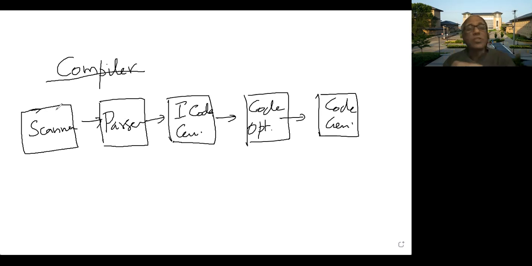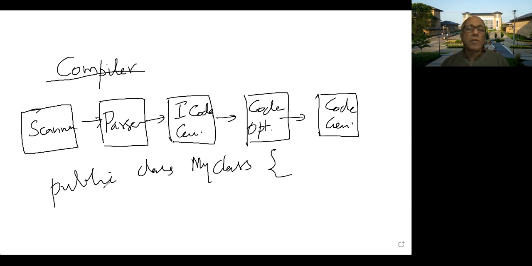The scanner reads your program, and if you write things like public class, my class, it will read all these characters. The scanner will read all these characters and then figure out that this is one word and give it to the parser. Then it will read these characters and give the class token to the parser, then my class, then the left curly bracket, etc. So the parser gets things in units of the language, whereas the scanner is reading in characters.